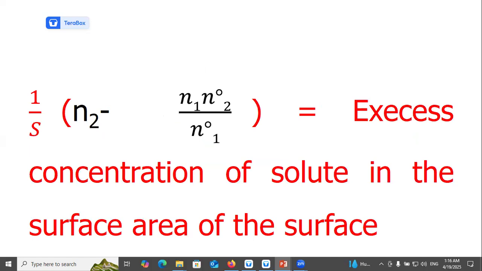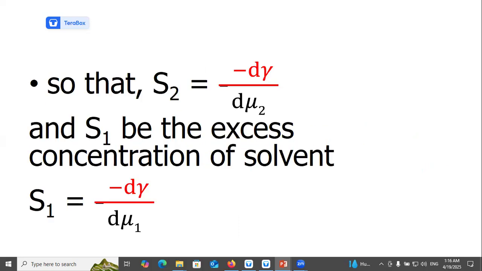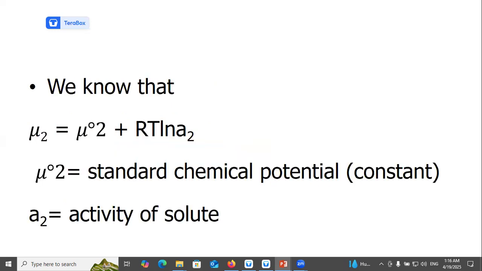1 over S times (N2 minus N1 N2 naught over N1 naught) is the excess concentration of solute in the surface area. Let gamma2 be the excess concentration of solute in the surface phase per unit area, so that gamma2 equals minus d gamma over d mu2, and gamma1 be the excess concentration of solvent, gamma1 equals minus d gamma over d mu1.